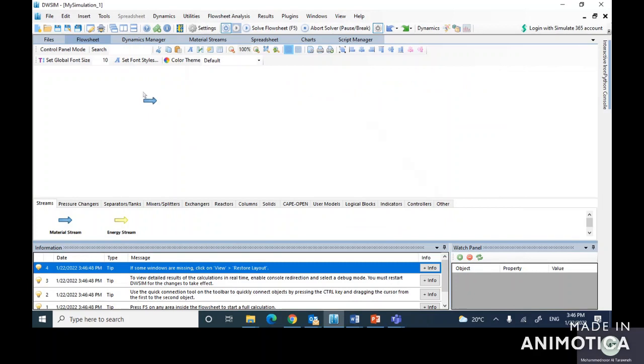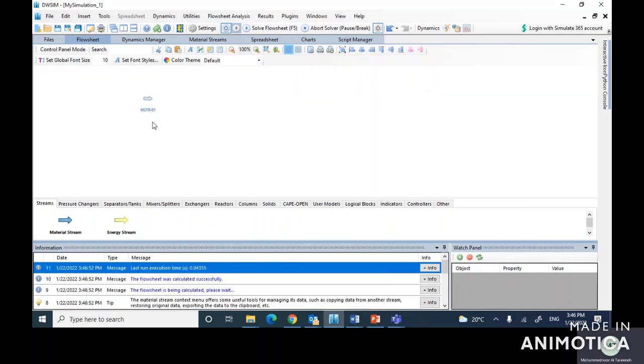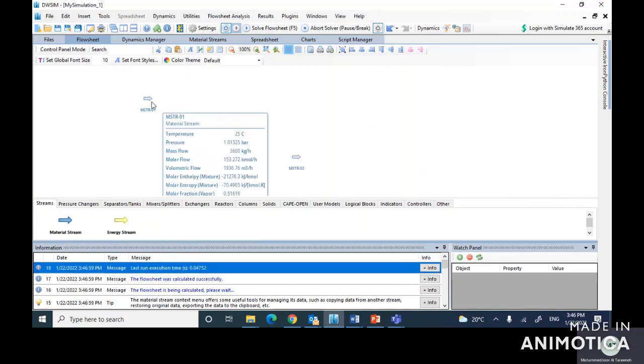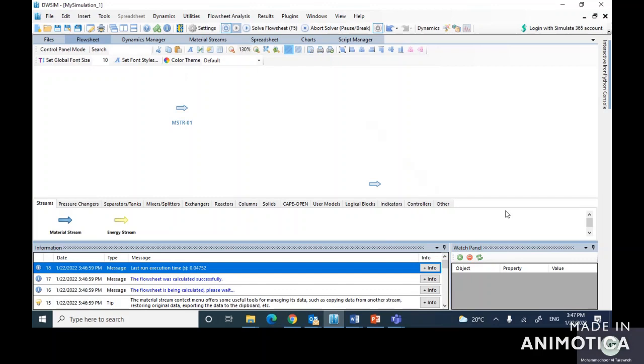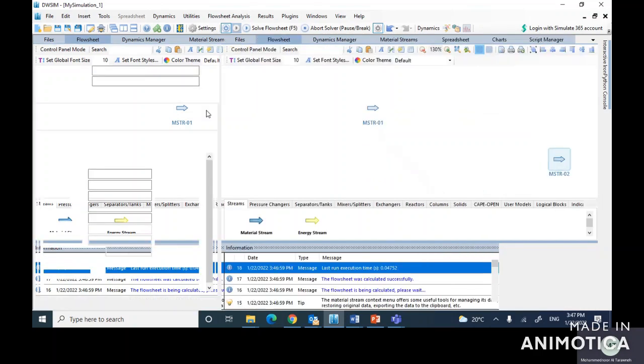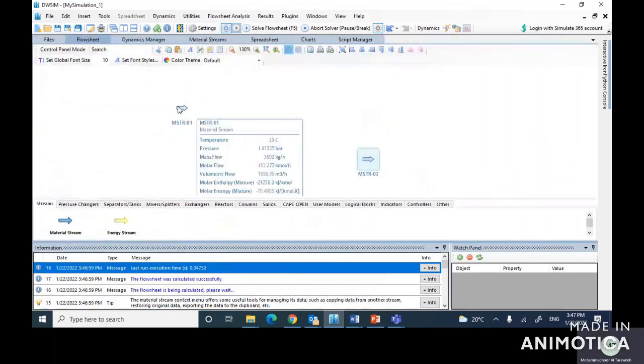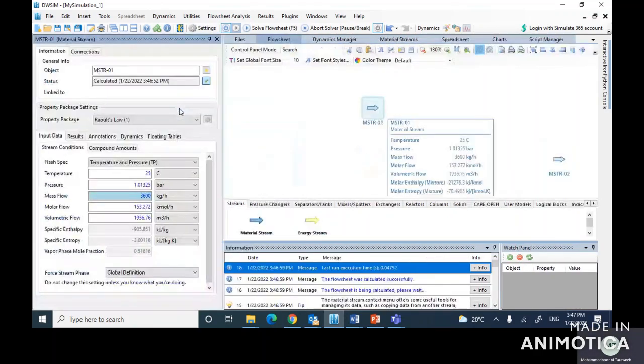We choose a material stream. So choose a material stream and drag it onto the software window. Choose another material stream. One of those material streams is for the cold fluid, and the other one is for the hot fluid. So this one, let's click on the first one and go to the stream conditions.